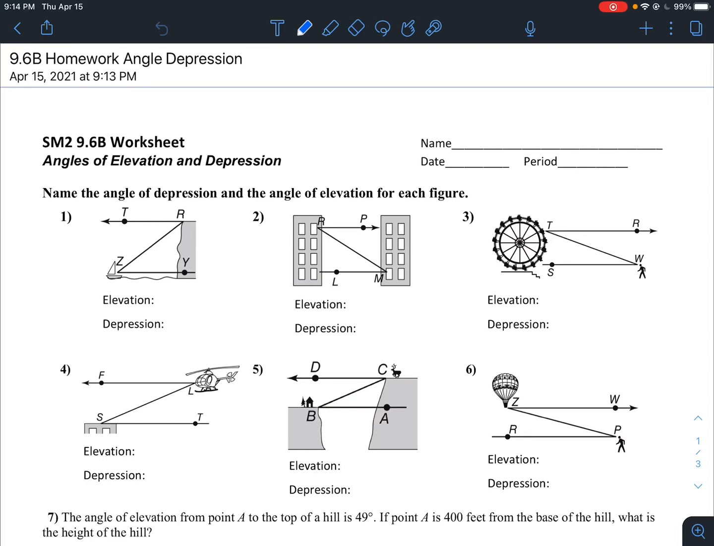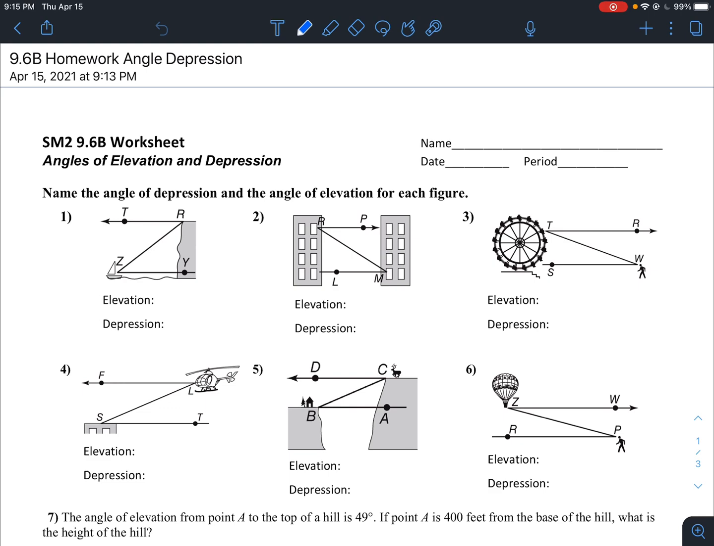Okay, so we're finally going to finish chapter 9. In chapter 9, to end, we're going to go over 9.6b, which is angles of elevation and depression.